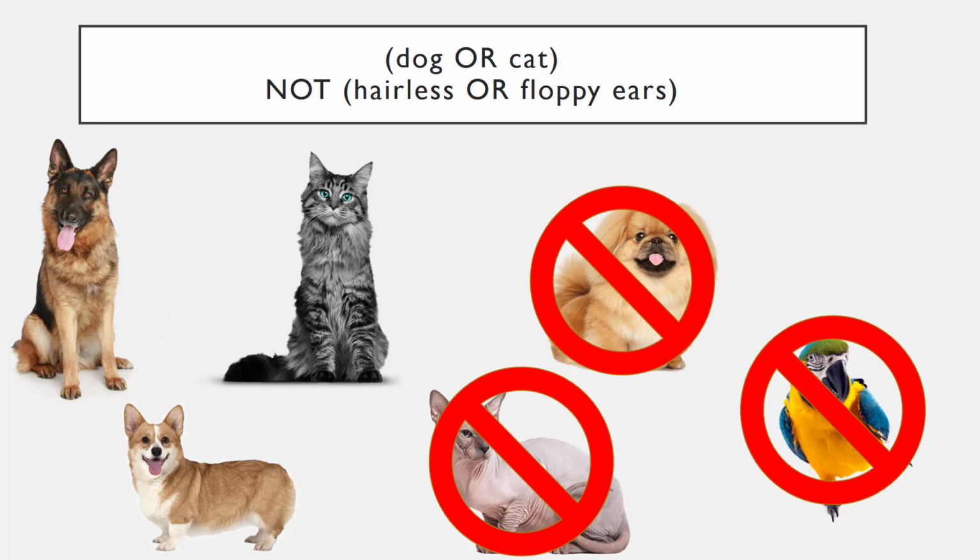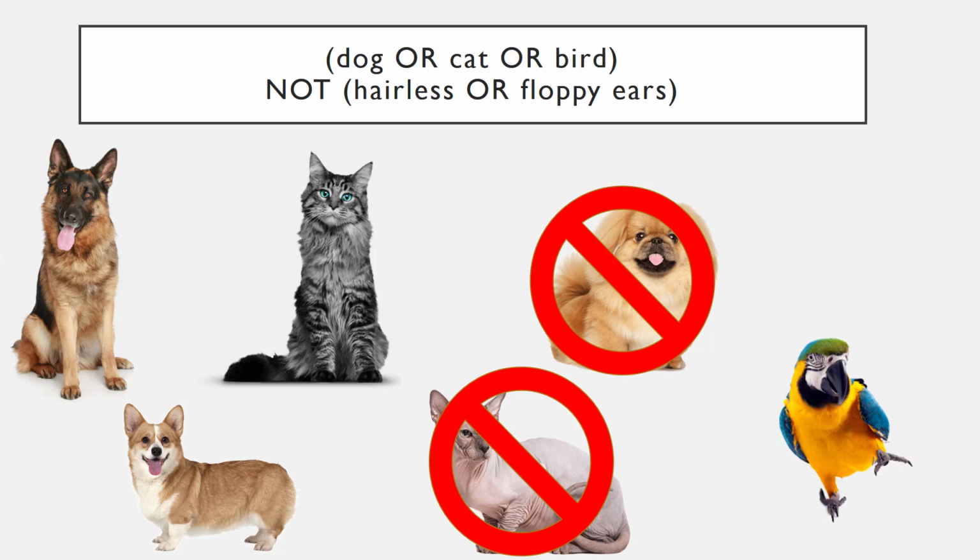To get a very different set of results, I can change and to not. Now we're looking only for animals that are either a dog or a cat, and are not hairless, nor can they have floppy ears. If I want to make sure the bird appears in my results, I can include or bird in the first part of my search. Since the bird is neither hairless nor does it have floppy ears, he can now appear in the results.